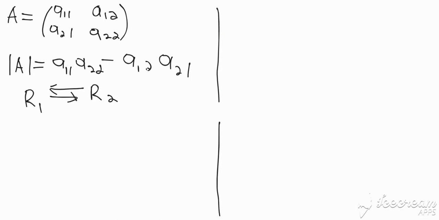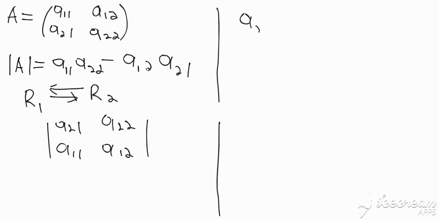For my next property, we're going to look at what happens when we interchange two rows. So here I'm saying that row 1 goes to row 2 and row 2 goes to row 1. So let me write this properly. We're going to end up with the determinant of A21, A22, A11, A12. We apply the shortcut again. We take the product of the leading diagonal and we subtract the product of the non-leading diagonal. So I'm going to have A21, A12 minus A22, A11.